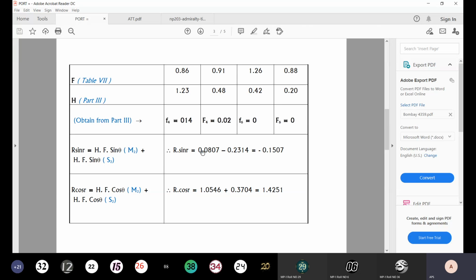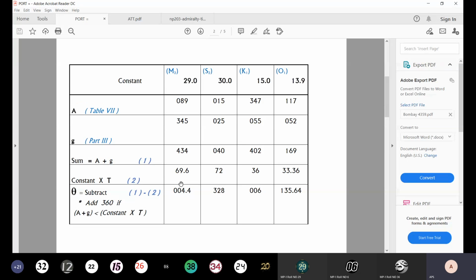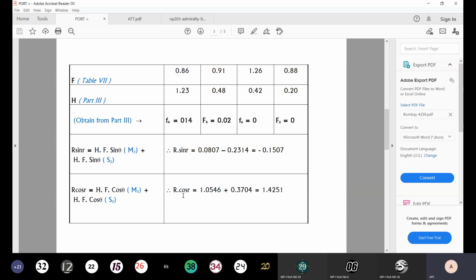So R sin r equal to how much? H 1.23 into 0.86 into sine of 4.4. See how much you are getting. There might be slight variation. What is it? The first one, 0.0812. Okay, take that, no problem. You take that value, whatever you are getting, you take it.